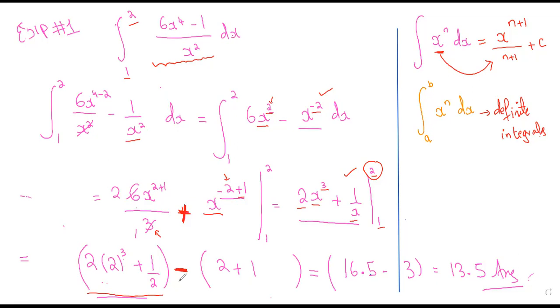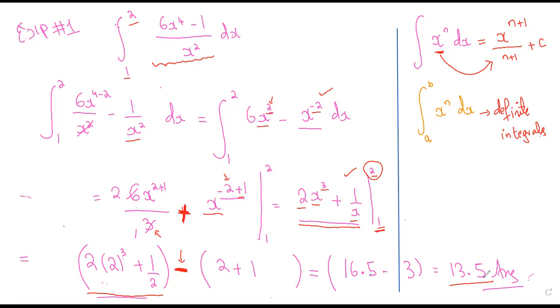Every time, whenever you have definite integrals, after plugging in the upper limit, you will put a minus sign and then you will plug in the lower limit in the same function, and you'll simplify the answers, and this is what the answer is, right? It is 13.5, right? Yes, ma'am.